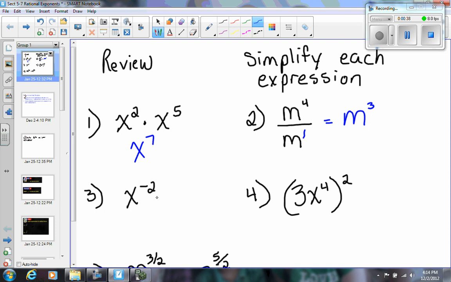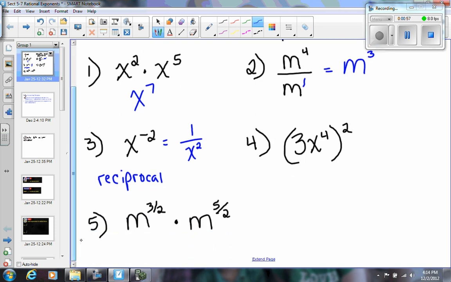When you have a negative exponent, remember what that means. The whole thing isn't negative. You should think of the word reciprocal whenever you see a negative exponent. So this is the same as 1 over x to the second power. So remember that rule. Negative exponent means reciprocal.